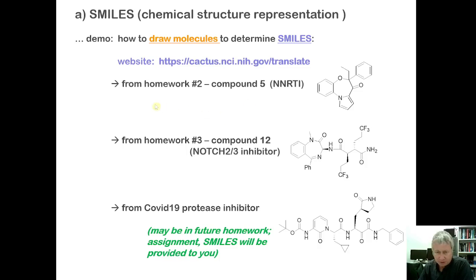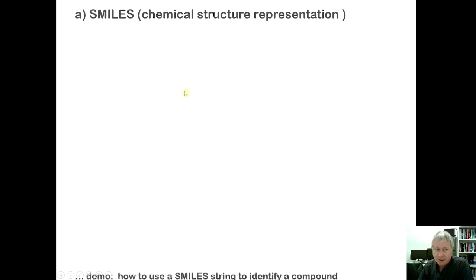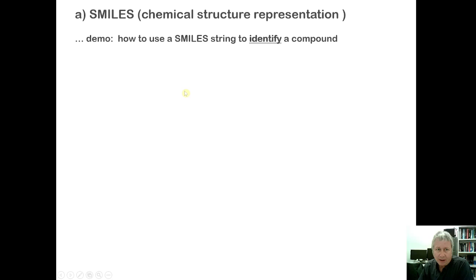Alright, so continuing. So now we know at least how to create SMILES for pretty simple molecules, including with chirality. Next thing. If we're given a SMILES string, can we use it to identify a compound? And that's a great question. So like say I'm given a SMILES string.